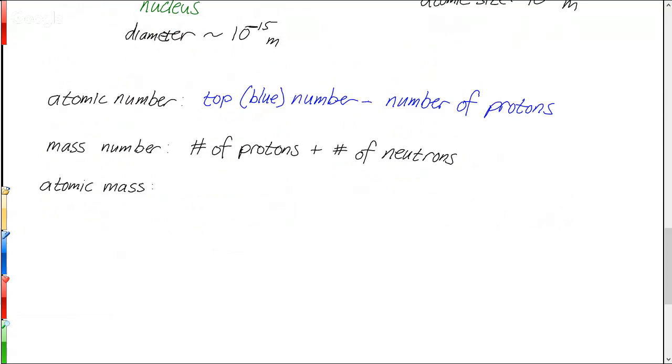Because actually there are different kinds of carbon, and there's carbons with different mass numbers. So this is a number that you have to be told. That has to be specified. Which mass number are we talking about? And we're going to do some practice to look at that in a minute.